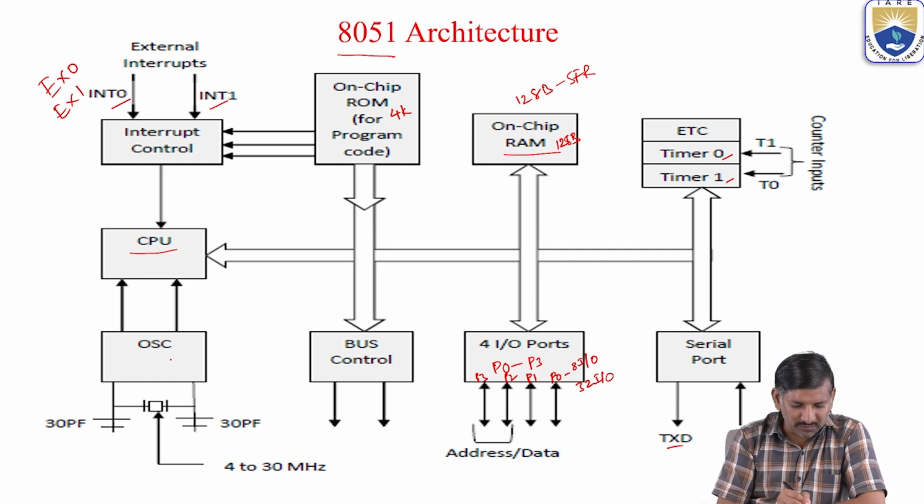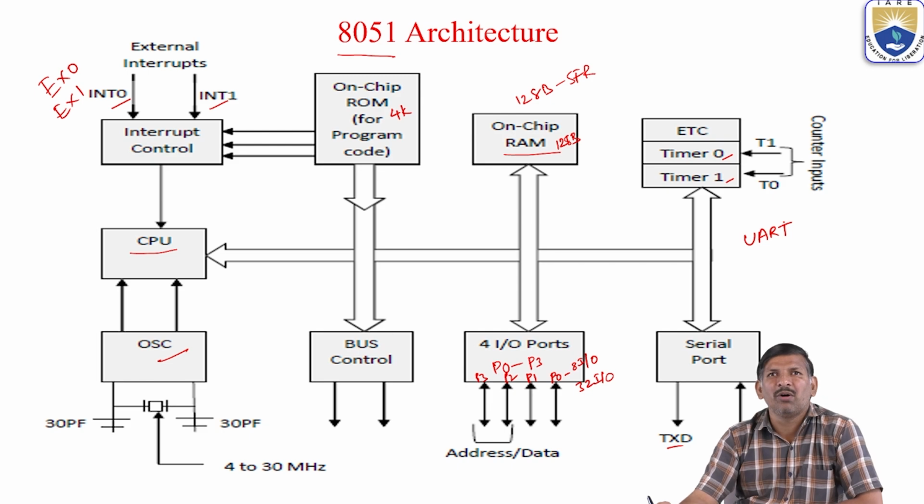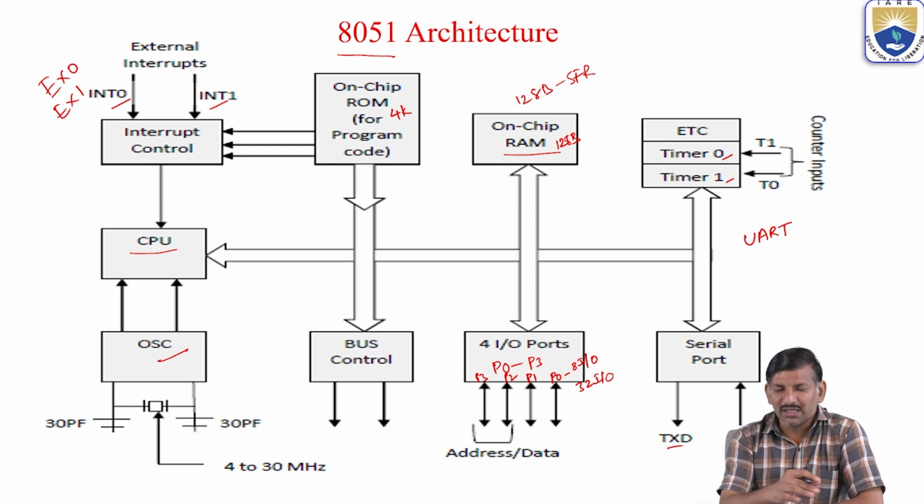Next, it contains an on-chip clock oscillator unit, and it contains a UART for sharing the information among all these peripherals. So all these are contained within the chip.